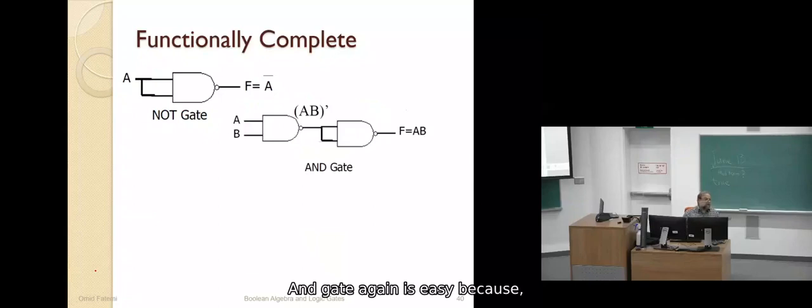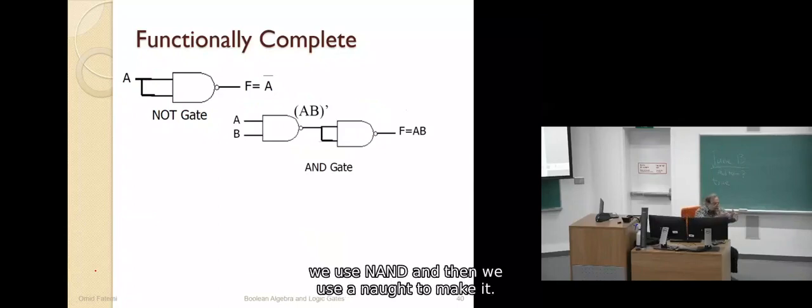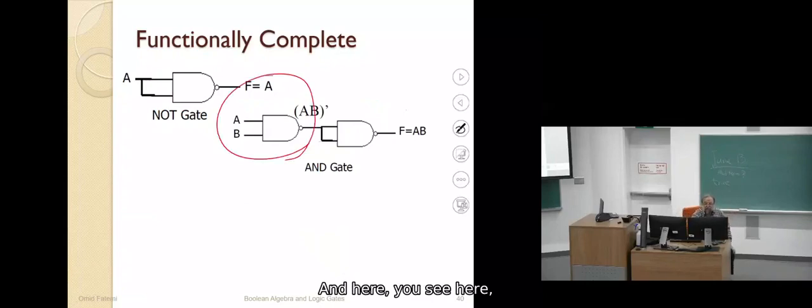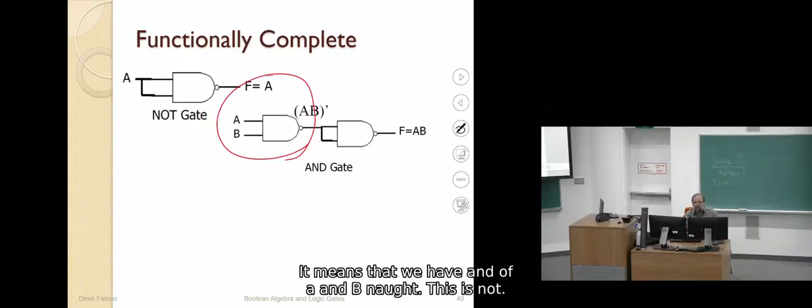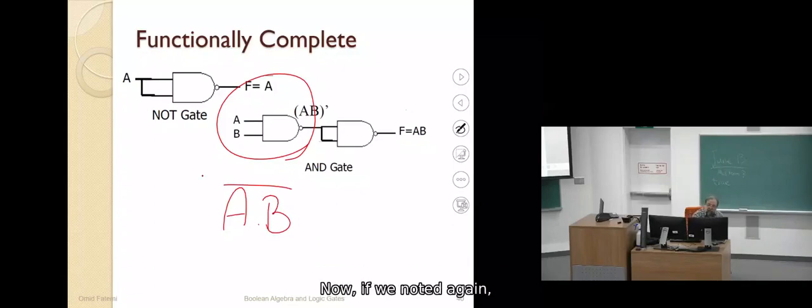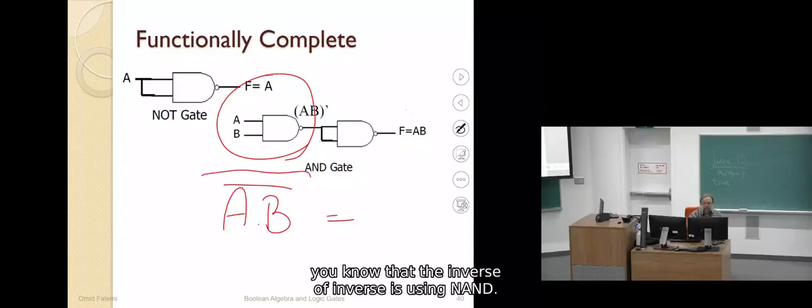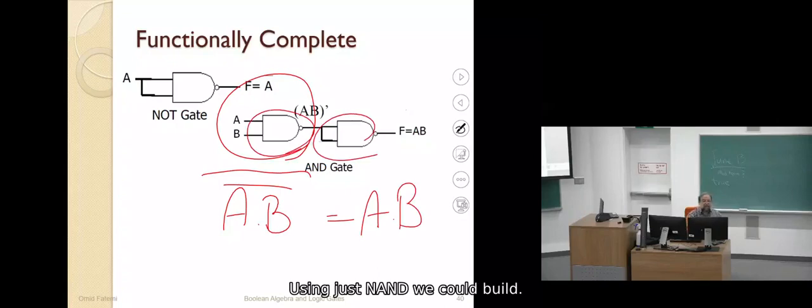AND gate. AND again is easy because we had built NOT. We use NAND and then we use a NOT to make it AND. Here you see, up to this point we have NAND. It means that we have AND of A and B, NOT. This is NAND. Now if we NOT it again, the invert of invert, you know that the invert of invert is this. So using just NAND, we could build AND. Okay?